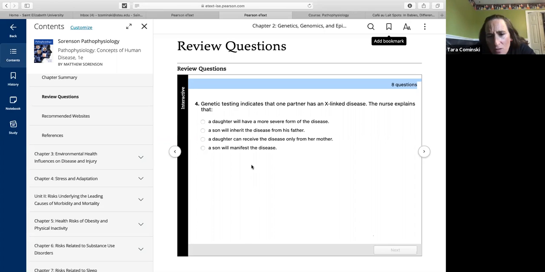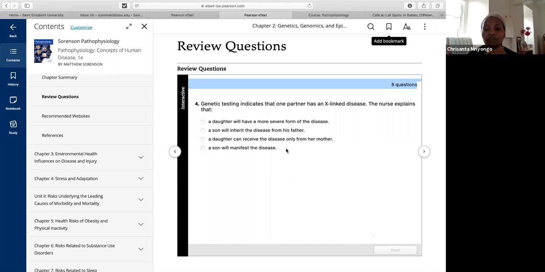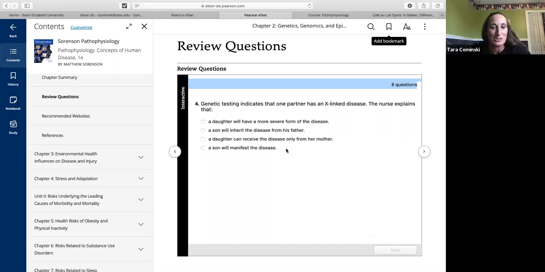Now, it's kind of weird here, right? A son will inherit the disease from his father. A son will manifest the disease. Which one are you going to pick? The second one? Yeah, I'm expecting that we kind of would have the two. So a son wouldn't necessarily inherit it, increased chance, right? I don't know, both of these are kind of weird. So I feel like both of them are the right answer. So which one do you want me to pick? Let's see what they say.